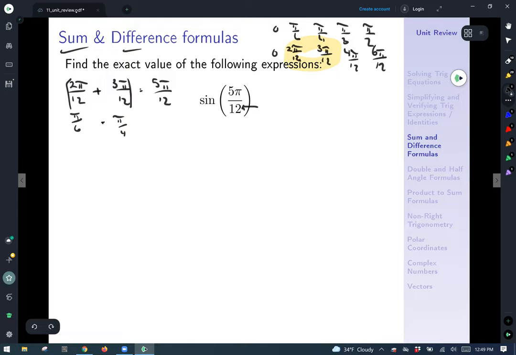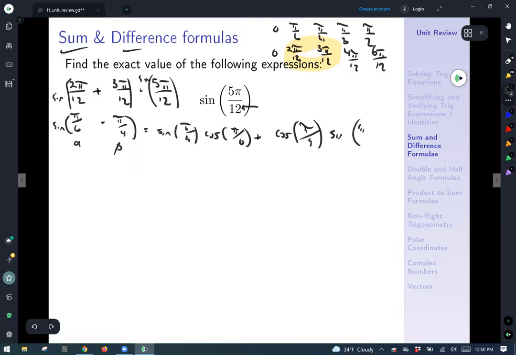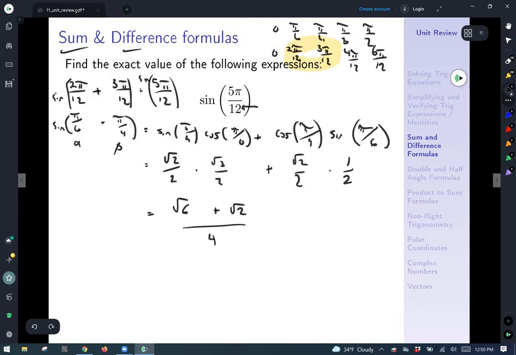And so if I put these inside of a sine function, I have the sum formula for sine. I need to look up the sum formula for sine with alpha and beta as pi over 6 and pi over 4 respectively. When I do that, I get sine of pi over 4 cosine of pi over 6 plus cosine of pi over 4 and sine of pi over 6. Now, all of those are key angles, so I can do those with relative ease. Sine of pi over 4, root 2 over 2, cosine of pi over 6, root 3 over 2, plus cosine of pi over 4, root 2 over 2, sine of pi over 6, 1 half. Do some maths, get root 6 plus root 2 all over 4.